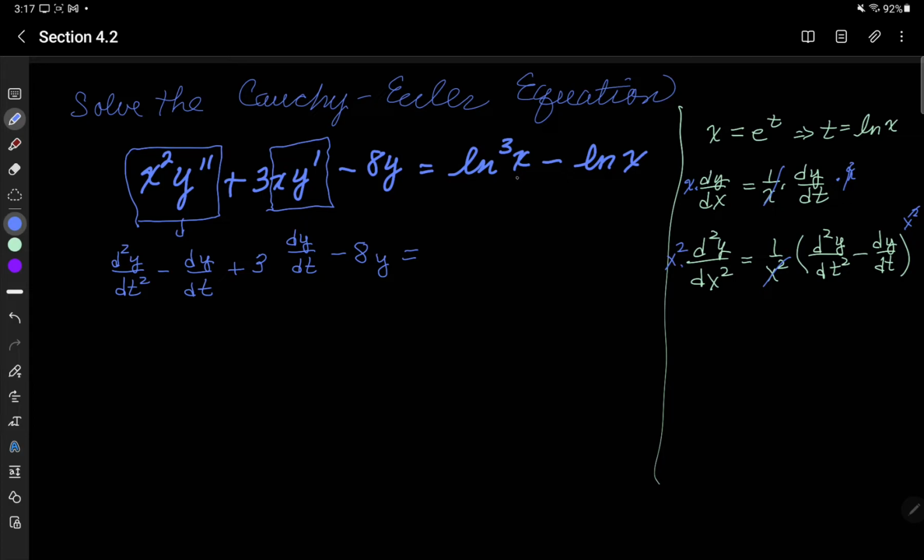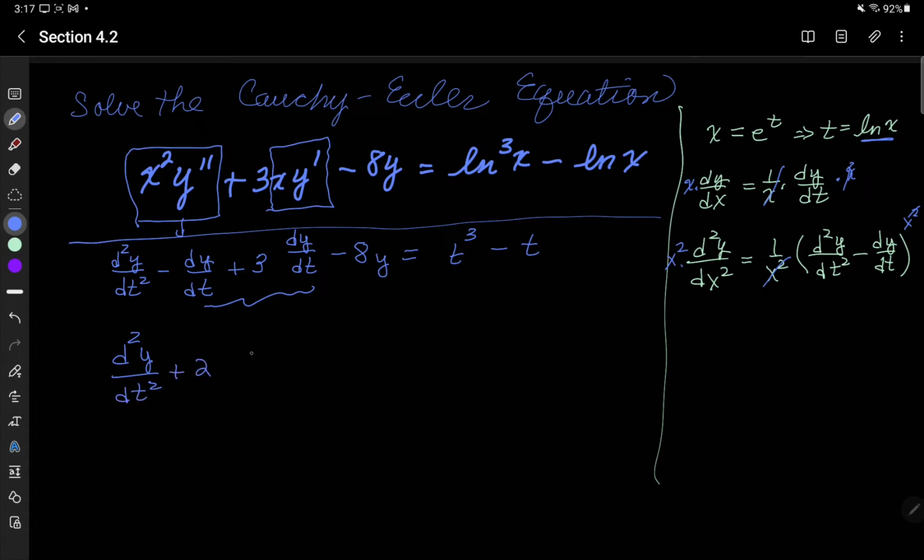on the right side, we don't want these log of x's, but notice that log of x is equal to t. So log cubed of x would just become t to the third, and log of x becomes t. So this is our new equation. And I can combine these terms to get my second derivative of y with respect to t plus 2 times dy over dt minus 8y equals t to the third minus t.